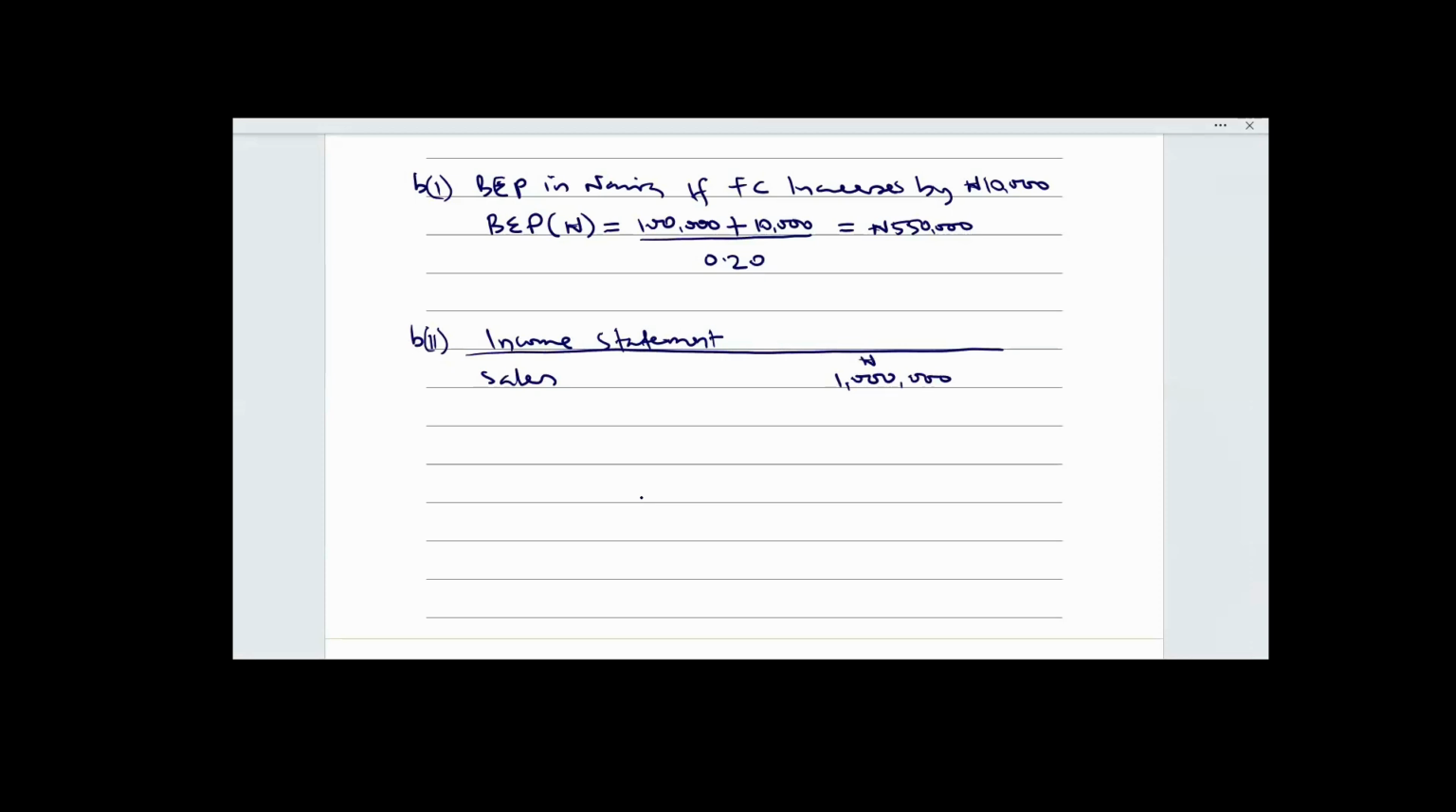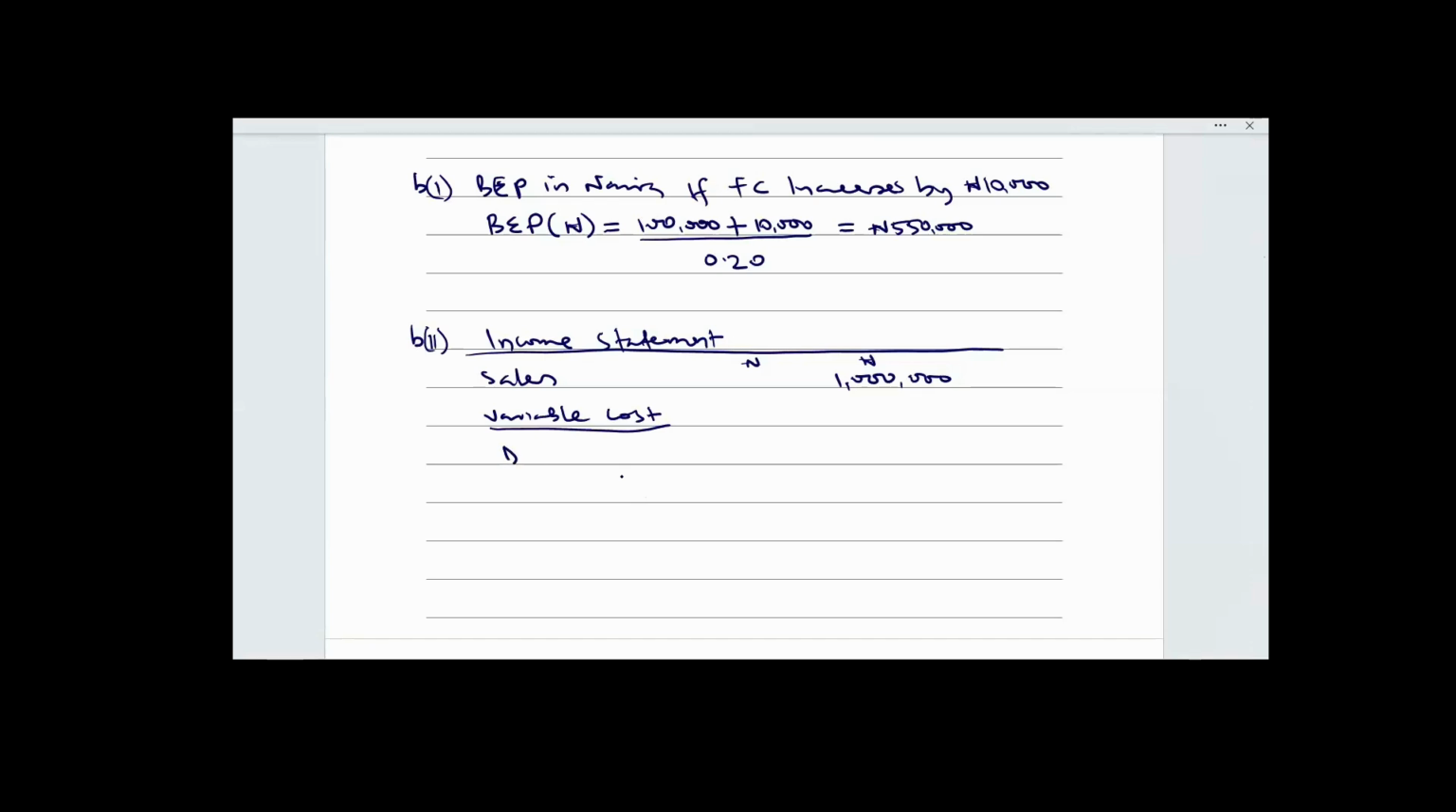Forgot to put naira sign. So sales value remains as 1 million naira. So I will then have variable costs. Under the variable cost, from the table given to us, we have direct material of 300,000. Remember, we want to save 25,000 naira from direct material. Therefore, I would then say direct material.